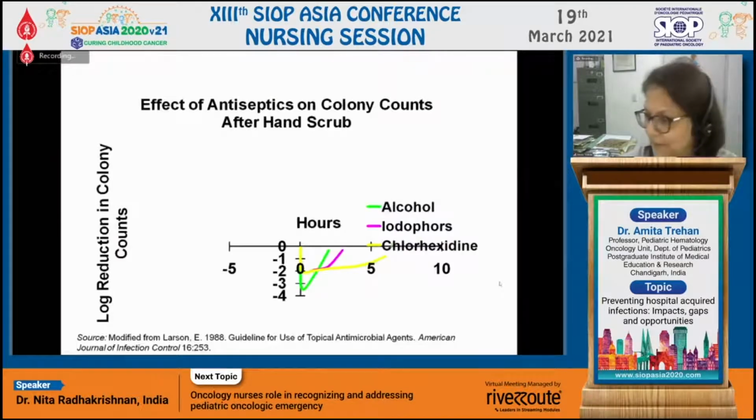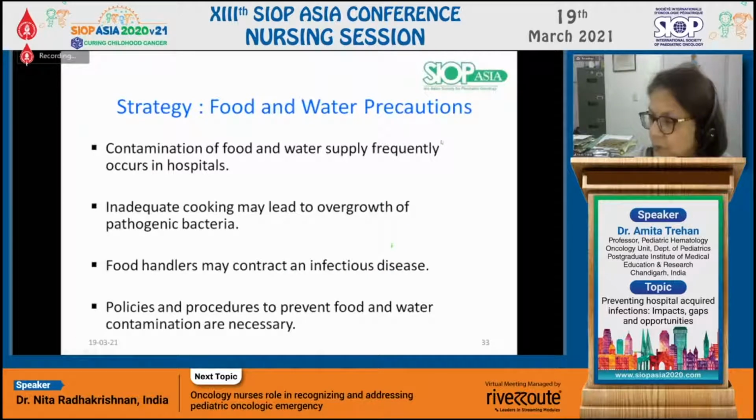The effect of antiseptics on colony count, we all know you use alcohol, iodophors, and chlorhexidine, and all of them last for a few hours. Chlorhexidine lasts longest, but it may not be so easy to get. So, this tells us that if you use hand scrub, your colony counts remain low for a minimum period of about 2 hours. And when we're in the ward, a hand scrub will be used much more frequently than every 2 hours, and that in itself is the biggest thing we can do for precaution.